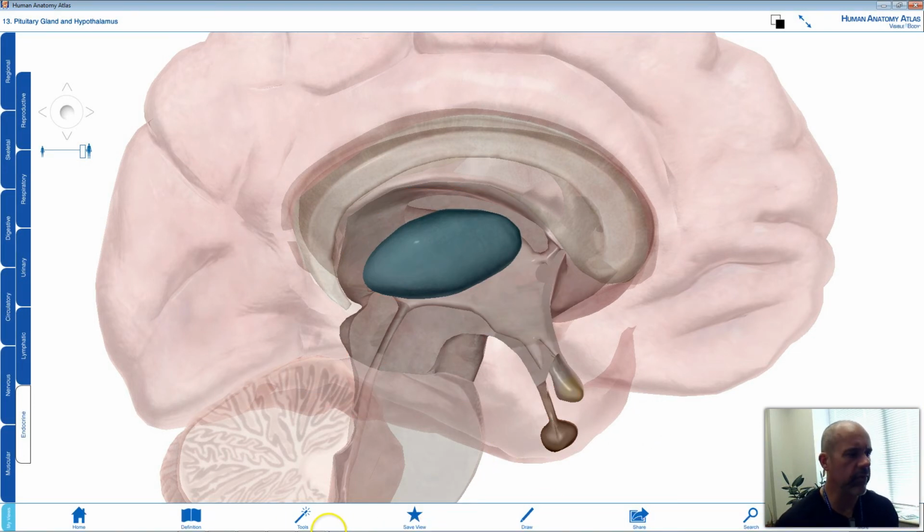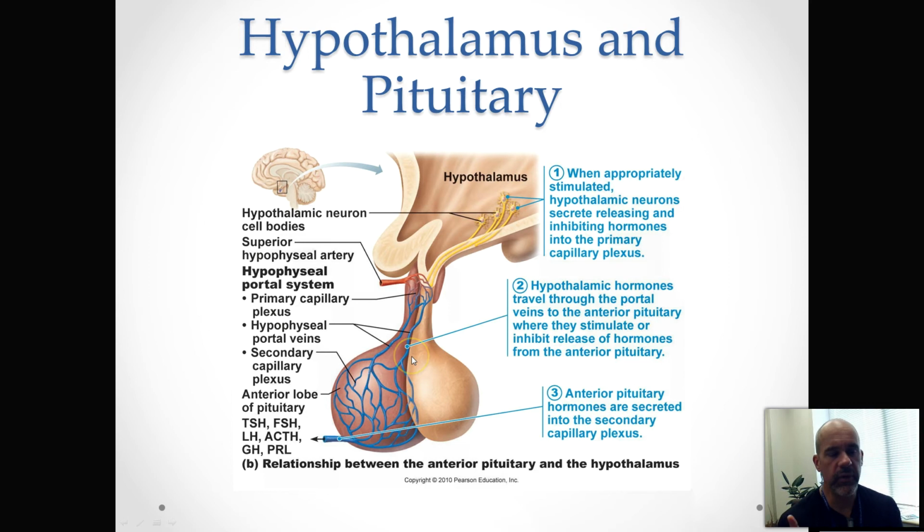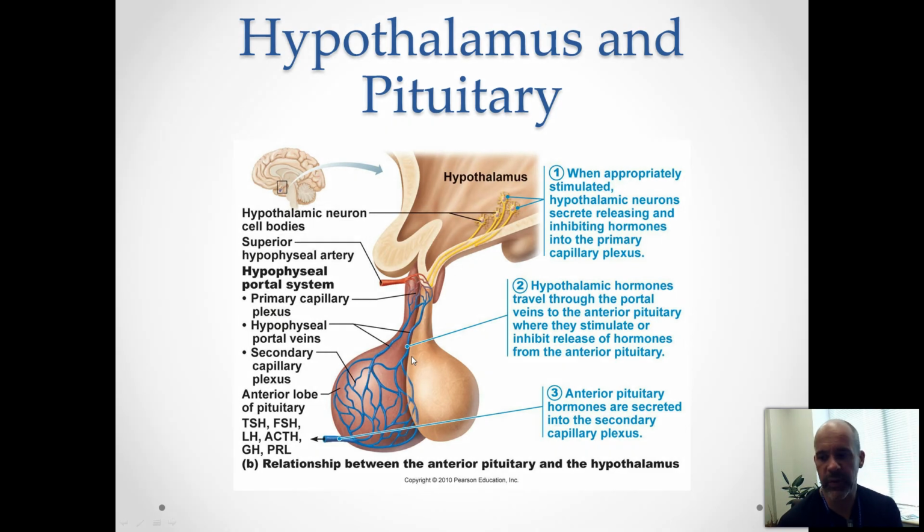All right, let me go back over to the PowerPoint. Now zooming in a little bit more closely here. The pituitary gland is divided up into an anterior portion and a posterior portion. So this is actually a diagram from your textbook. And so you can see here they're showing you a brain with a mid-sagittal section through the brain.